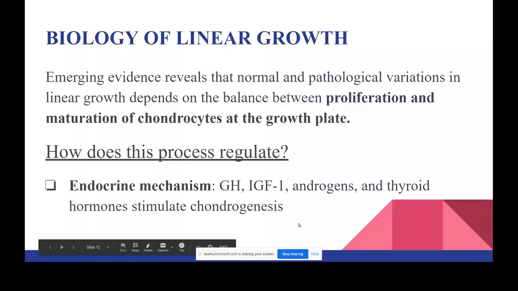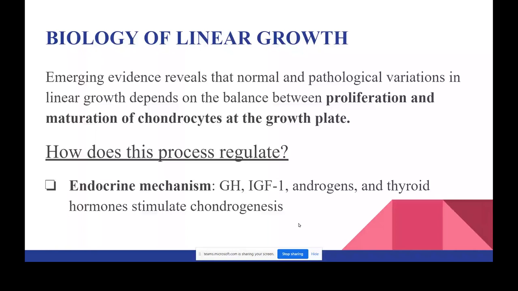Thank you. Right. Now, emerging evidence reveals that normal and pathological variations in linear growth depend on the balance between the proliferation and the maturation of the chondrocytes at the growth plate. Two factors: proliferation as well as the maturation of the chondrocytes at the growth plate. Now, how is this process regulated? The most important factor is the endocrine mechanism.